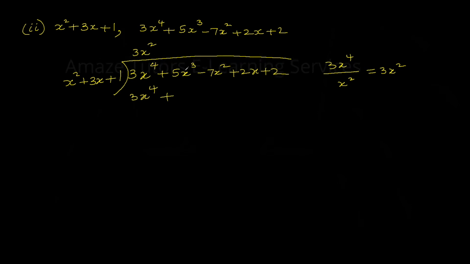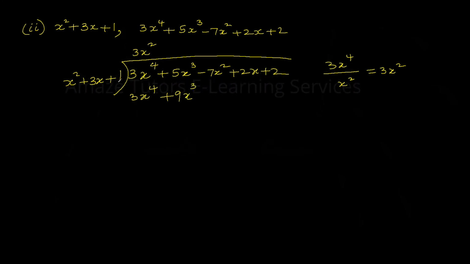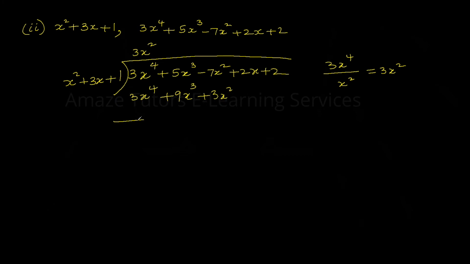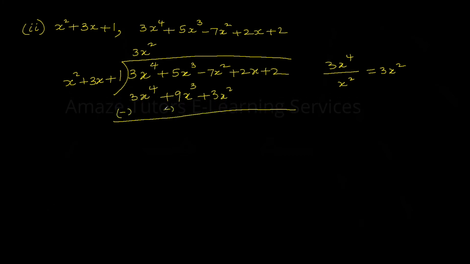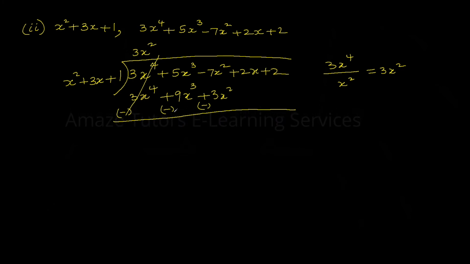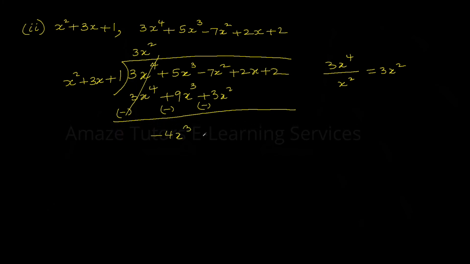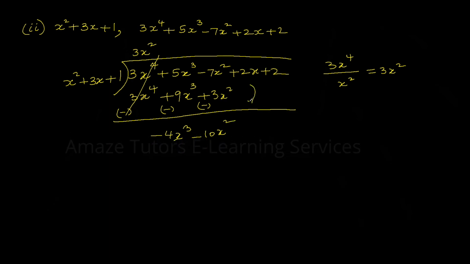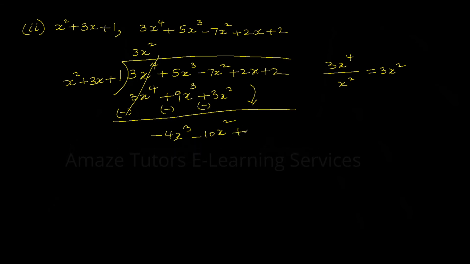So align it vertically. Just write below the x cubed term, like terms to be aligned vertically so that subtraction and simplification will be easier. Plus 3x squared. Again the x squared term, just below the x squared term. As it is subtraction, change the signs again. 3x power 4, 3x power 4 getting cancelled. 5x cubed minus 9x cubed is minus 4x cubed. Minus 7x squared minus 3x squared is minus 10x squared. And you can even bring down the next two terms or just 2x alone as of now. Plus 2x.